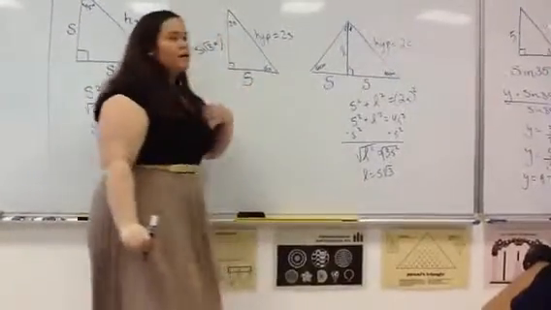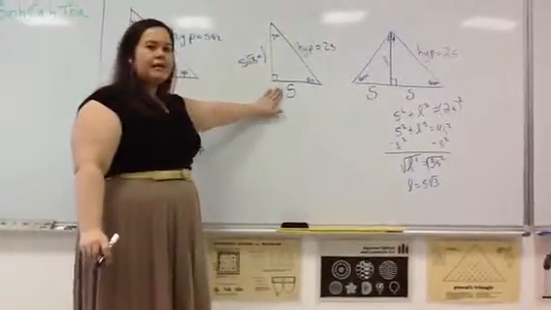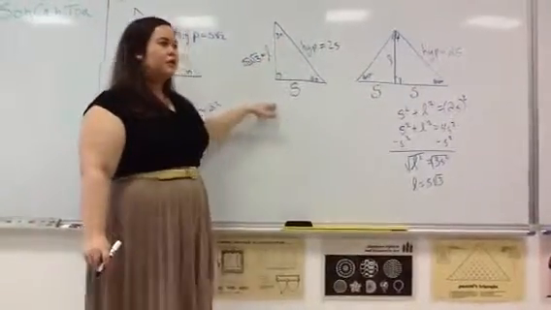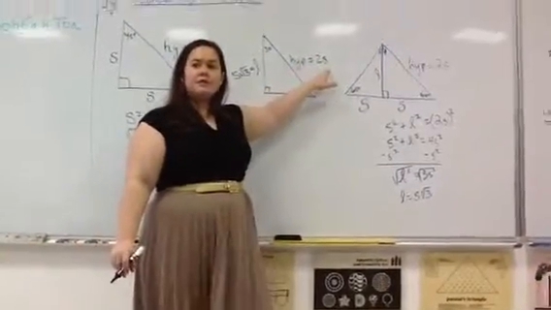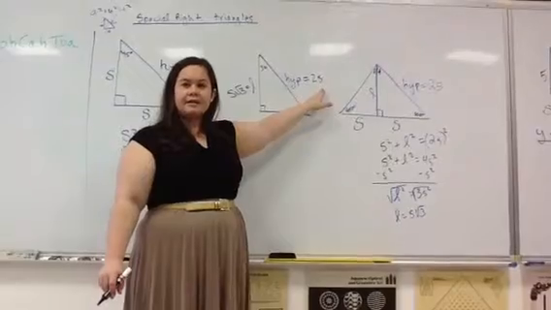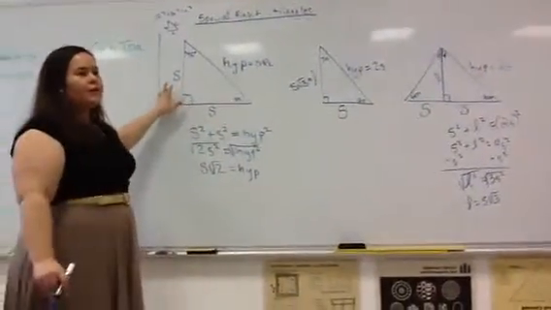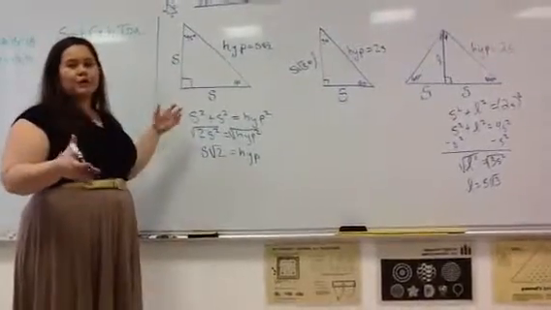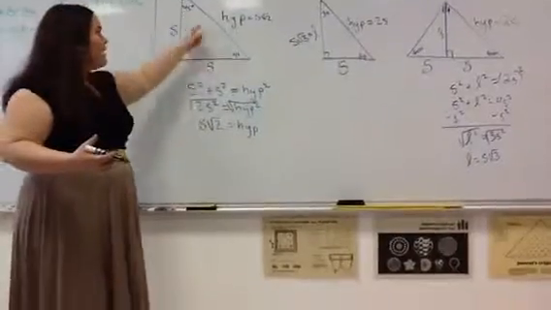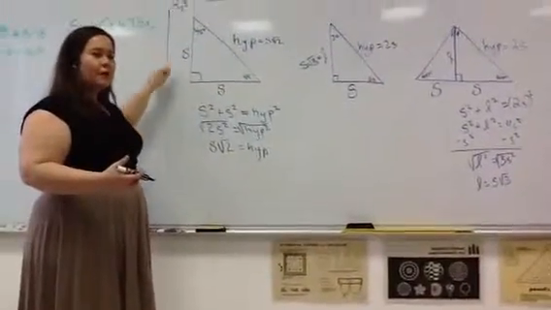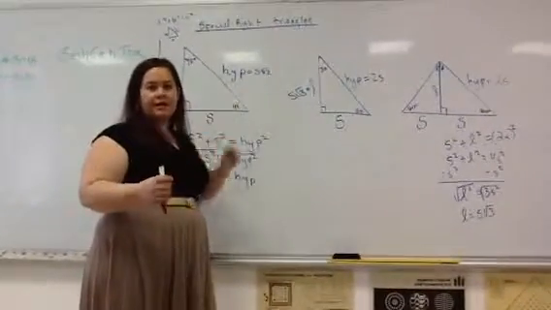So our relationships in the 30, 60, 90: short leg opposite the 30, short leg multiplied by radical 3 is the long leg, and the hypotenuse is 2 of the short legs. And then in the 45, you could call them both short legs. They're both the same length because it's an isosceles triangle. Angles are equal, so you take one of the legs, multiply by radical 2, and you get the hypotenuse length.